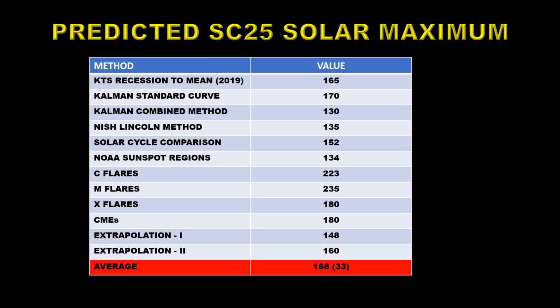The average of all of these comes out at 168, which of course is actually very close to the value that I gave originally. And as I said at the very beginning, none of these have any meaning unless by chance one of them happens to tap in to the real solar cycle signal. We will see in a couple of years' time.